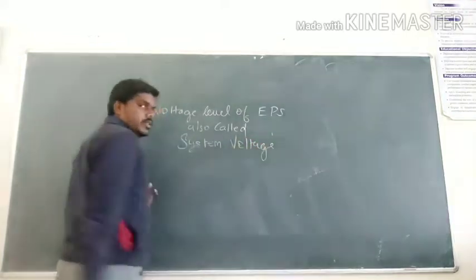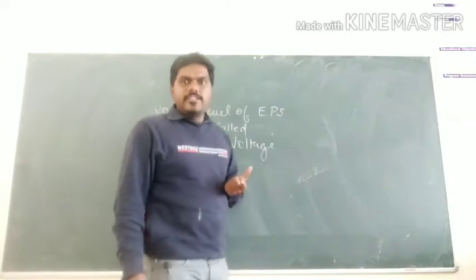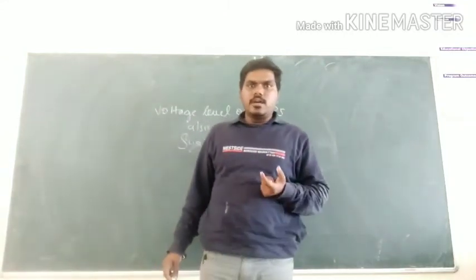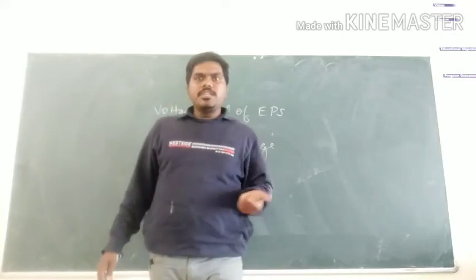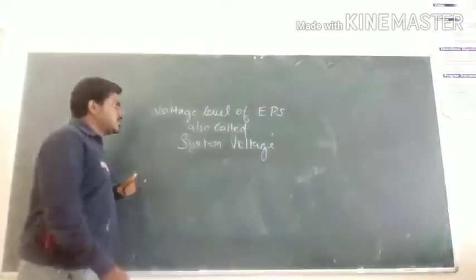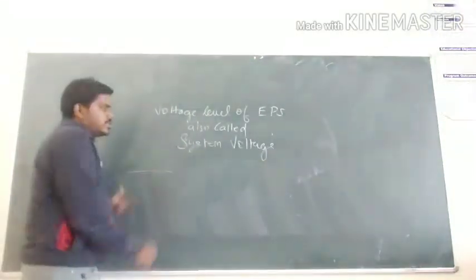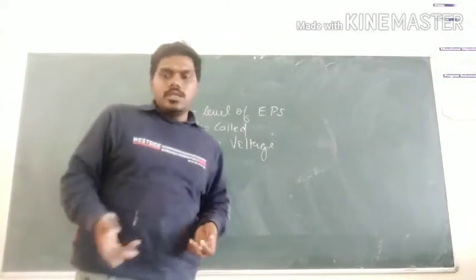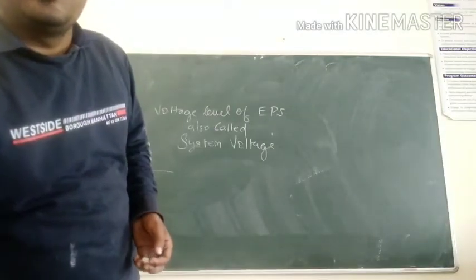It is also called as system voltage. In a three-phase system, the voltage between the external lines is known as nominal voltage. In case of a three-phase line, the line voltage is called the nominal voltage.